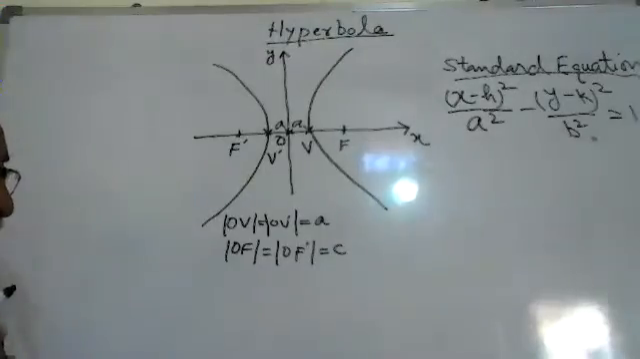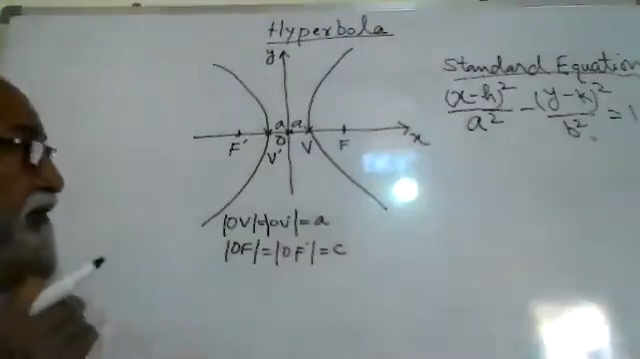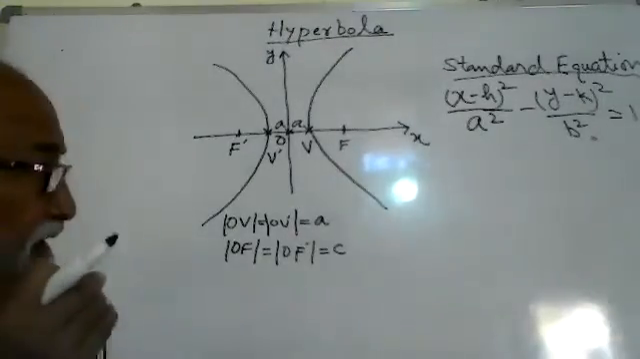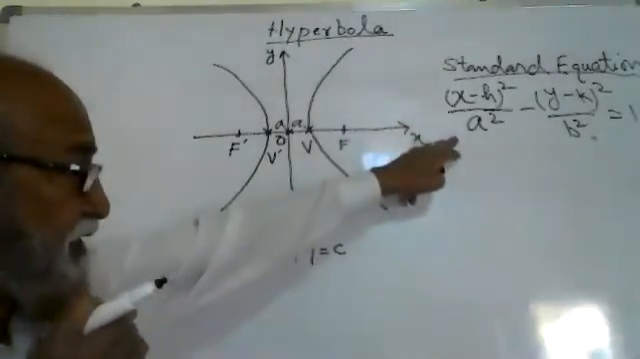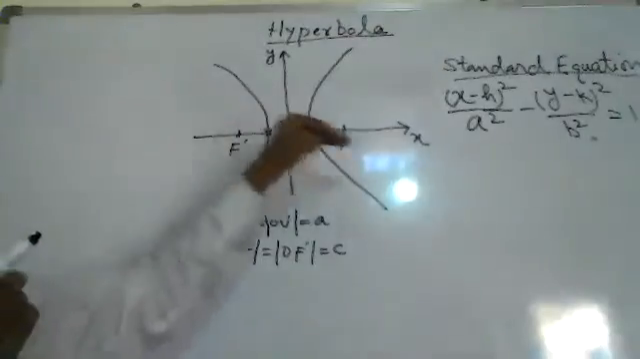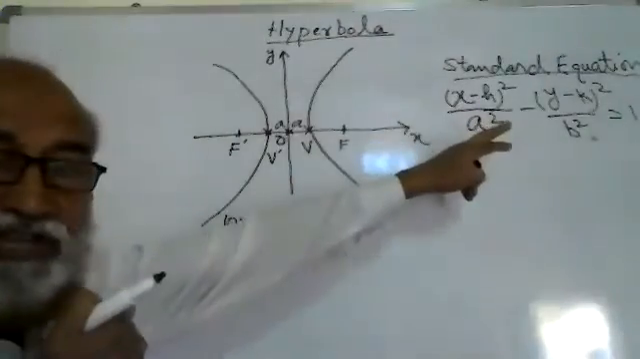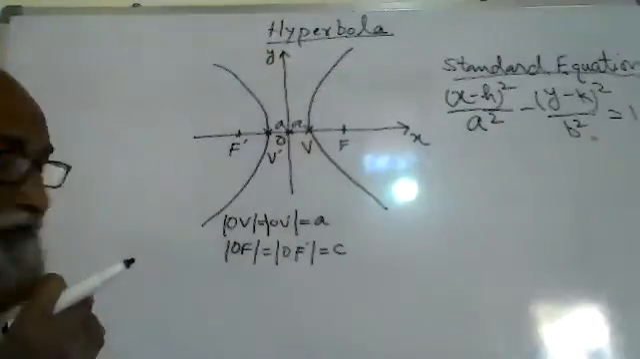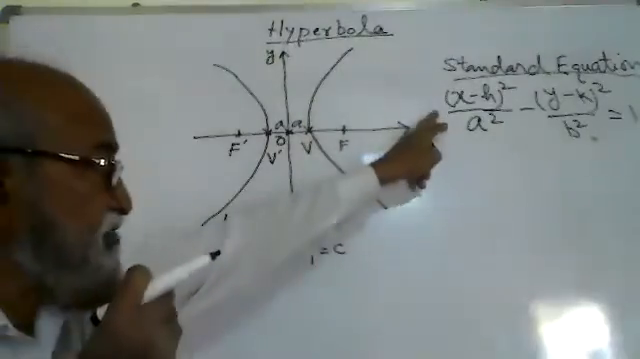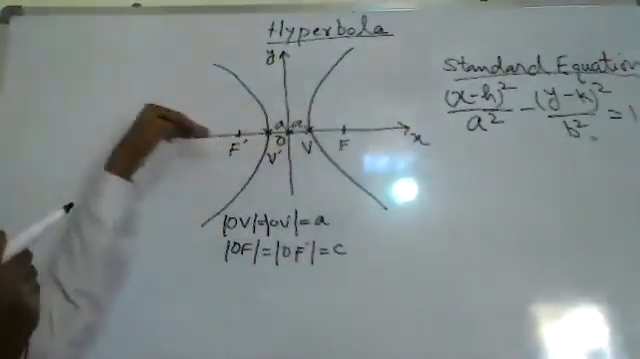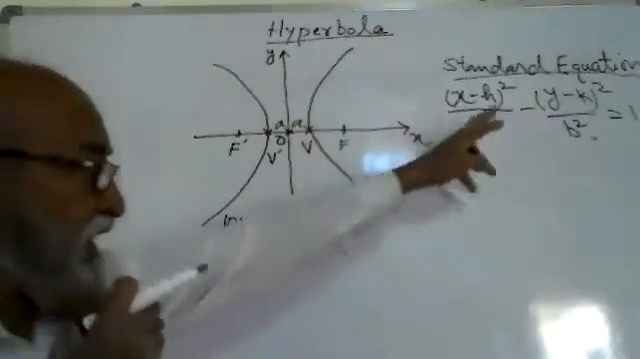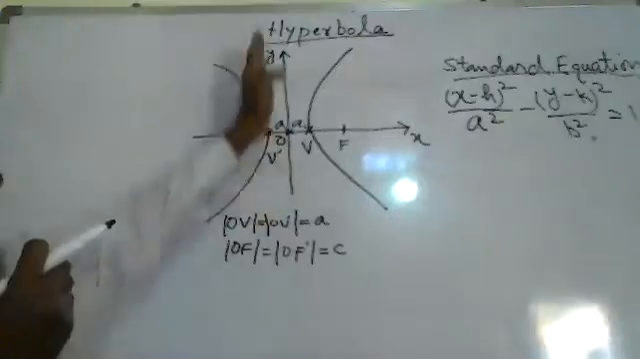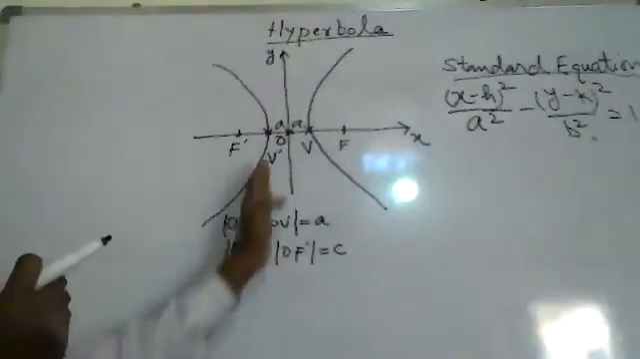Just remember, the positive term gives the transverse axis. If x square is positive, it means the transverse axis is along x-axis. If y square is positive, the transverse axis will be along y-axis. Here x square is positive, so the transverse axis will be along x-axis. If y square is positive and x square is negative, the transverse axis will be along y-axis.